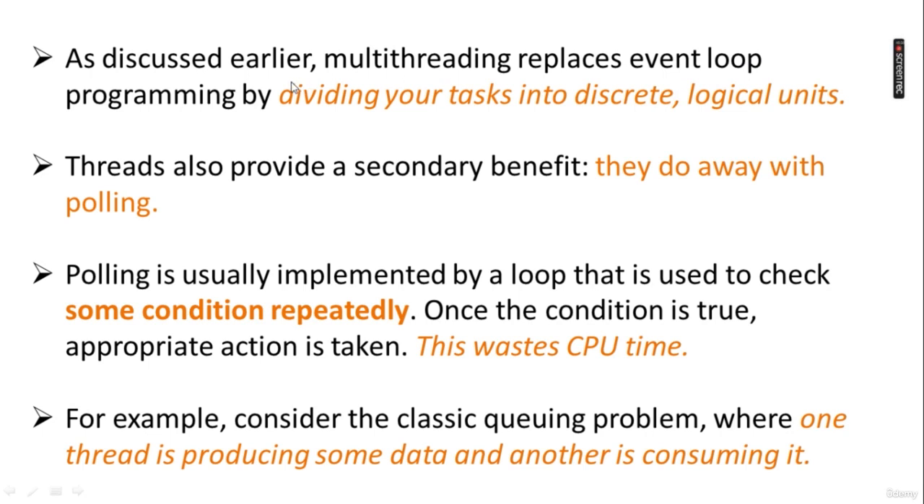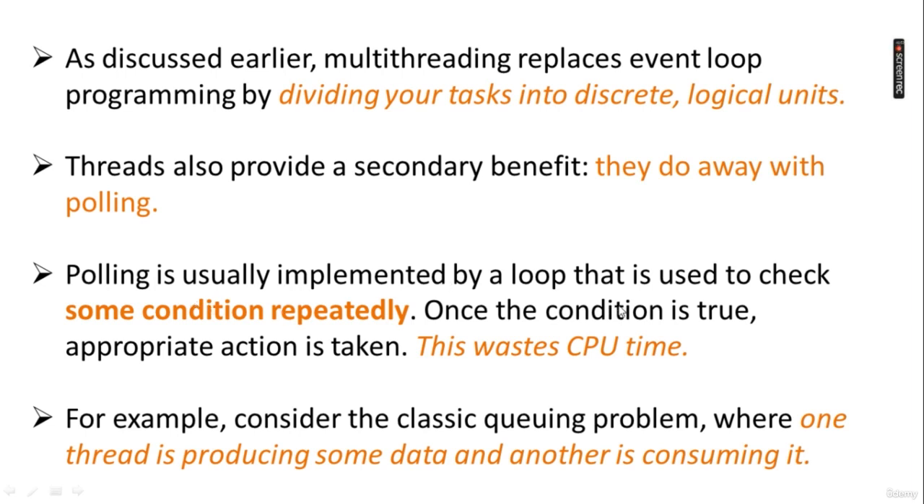Multithreading replaces event-loop programming by dividing your tasks into discrete logical units. Threads also provide a secondary benefit. They do away with polling. Multithreading has been achieved how? By dividing your task into discrete logical units, and threads also provide a secondary benefit, that is, no polling.